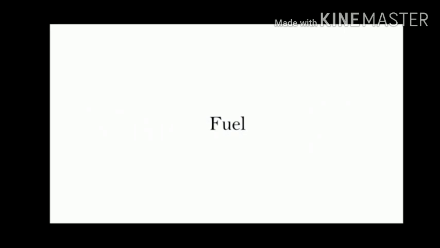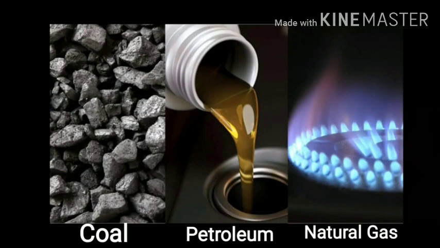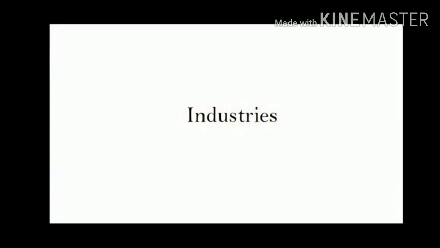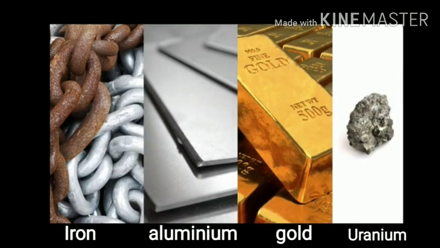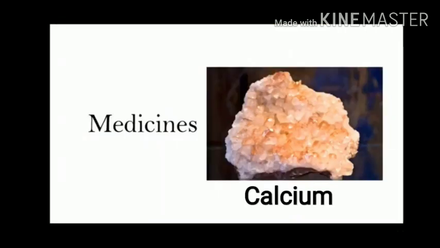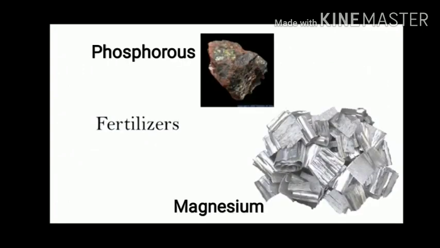Some are used as fuel. For example, coal, petroleum, and natural gas. Some are used in industries. For example, iron, aluminium, gold, and uranium. Some minerals are used in medicines like calcium. Some are used in fertilizers like phosphorus and magnesium. So, this is all about the interior of the earth, rocks, and minerals.